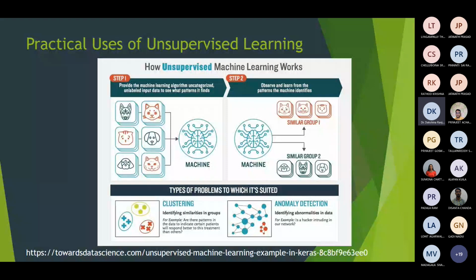So in this way, we are providing the unlabeled data into the system. Therefore, according to the characteristics of the samples, the groupings will be created.